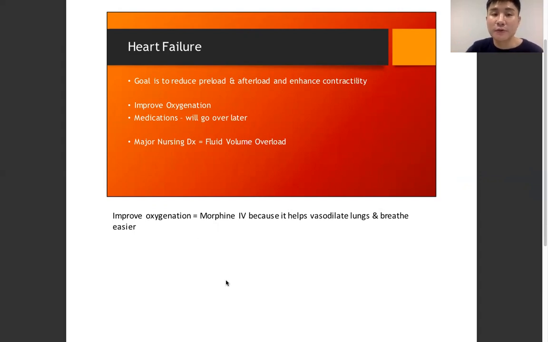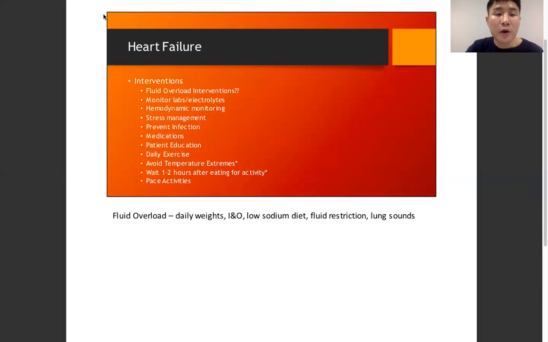Just a side note. Okay, heart failure interventions. So we have to know what the fluid overload interventions are. Really easy. Diuretic. Diuretic helps the patient pee, so it reduces the fluid in the body. We restrict the fluid, right? It's overloaded in fluid already. That's why we want to restrict fluid. We monitor the labs and electrolytes. We check the potassium and sodium levels. Hemodynamic monitoring is basically another fancy word for taking vital signs, monitoring blood pressure and heart rate.